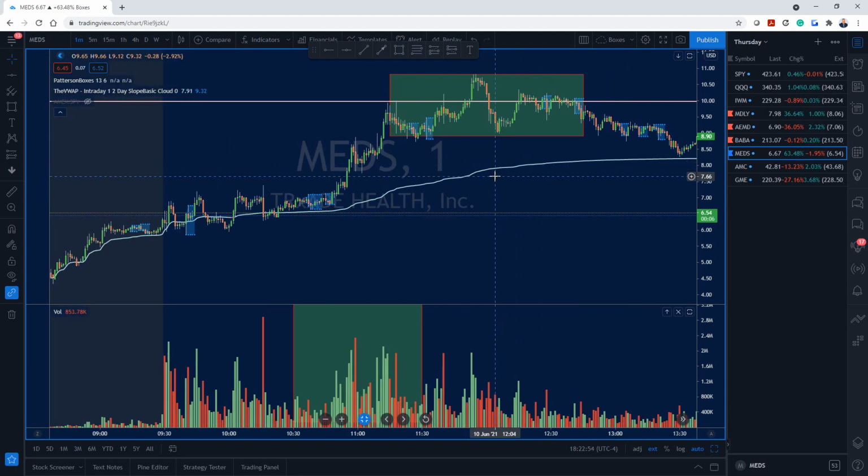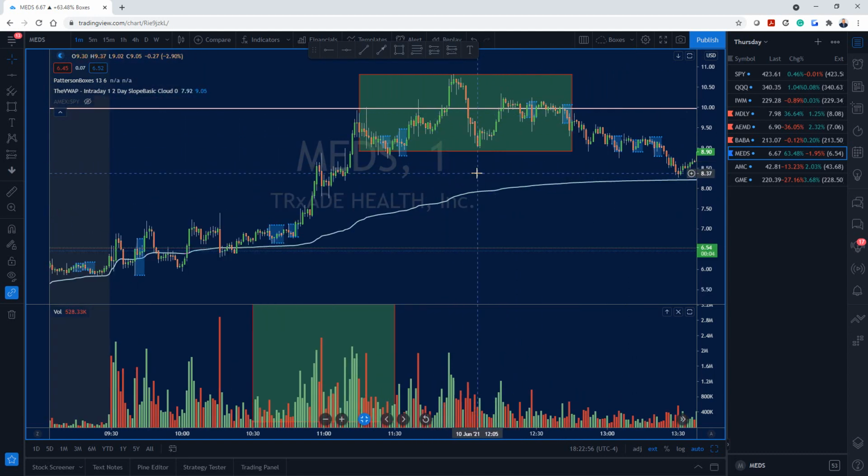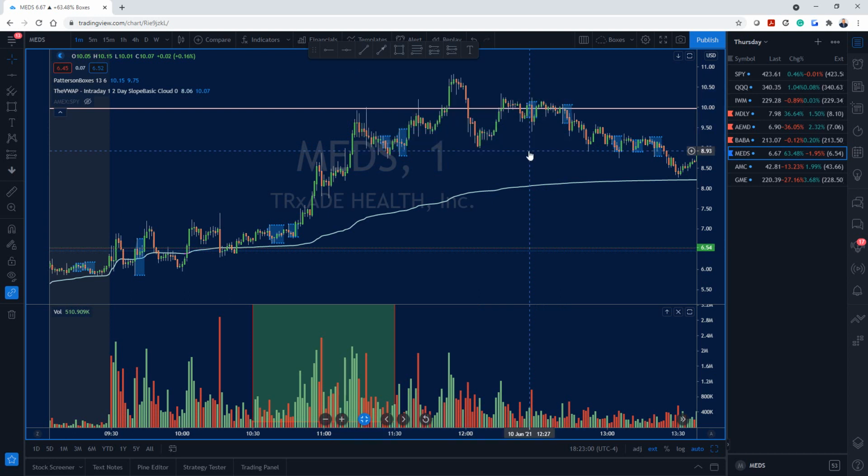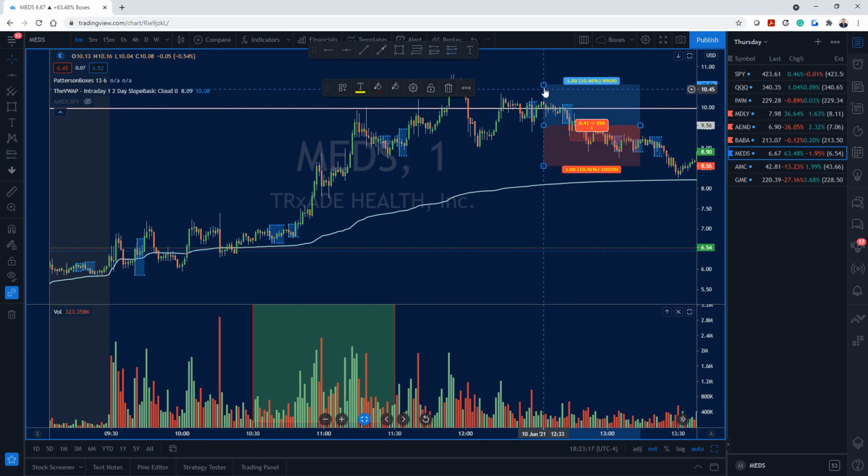Now you'll see here, during this entire time that my boxes were printing, never once did the box break out to the long side. And that's why these boxes are so powerful. The box broke out to the short side here. So taking a short here with a stop right there is a great trade. And that's exactly the trade that I took.